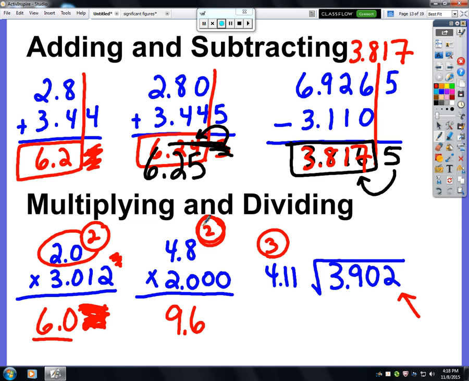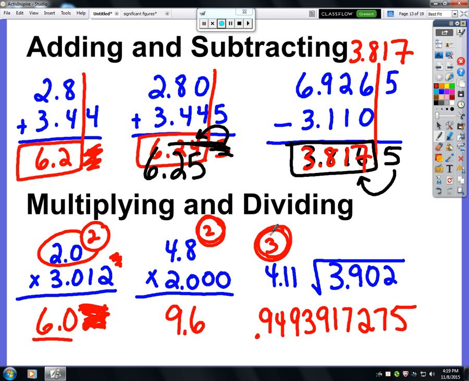Now, it's been a while since you've seen perhaps division set up like this, but 4.11 is going to be divided into 3.902, and I get the ridiculous number of 0.94939177275. There's no way in the world that I can report it to that degree of precision or accuracy or detail, and so therefore I look at my significant figures, and I'm limited by this 3. So I look here and say, where are the numbers that mean something? There's a 9, a 4, and a 9. Does a 3 do anything to that? No, it does not. And so therefore, my answer is 0.949.